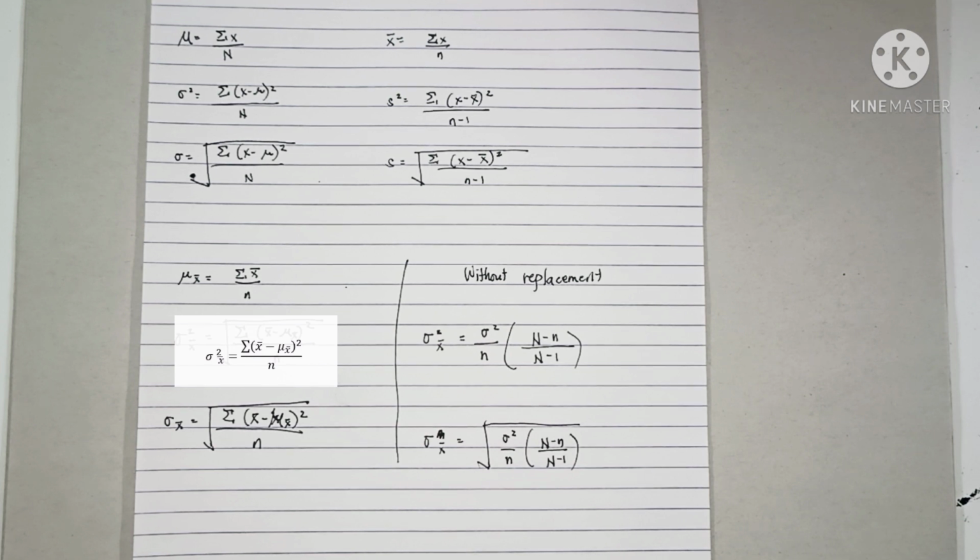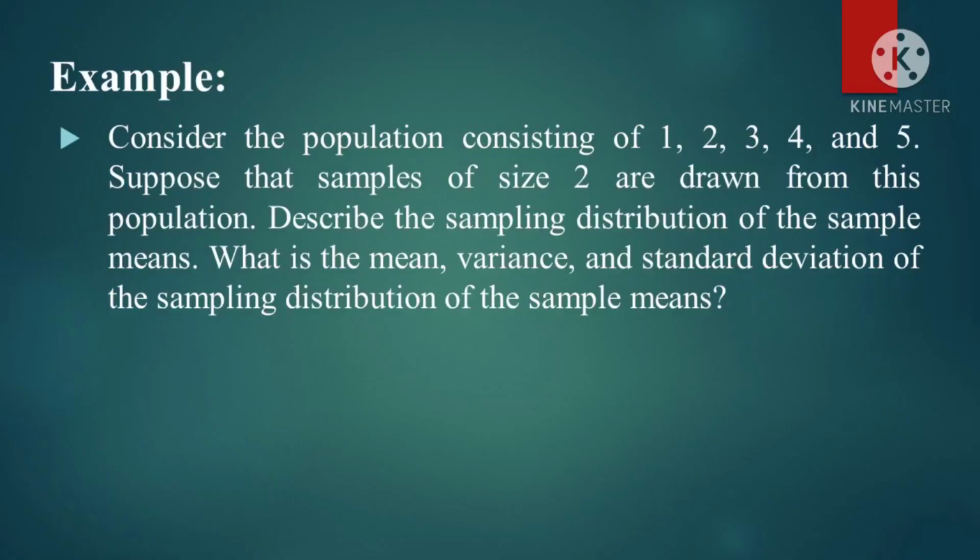Okay? So, for example, consider the population consisting of 1, 2, 3, 4, and 5. Suppose that samples of size 2 are drawn from this population. What is the mean, variance, and standard deviation of the sampling distribution of the sample means?